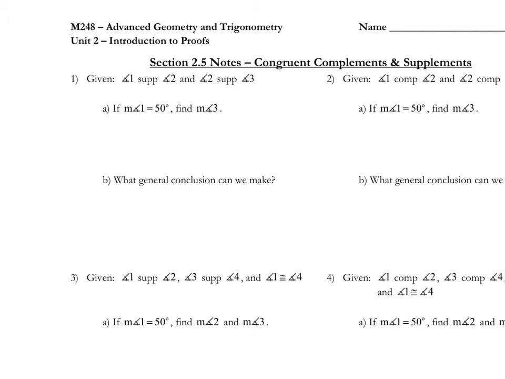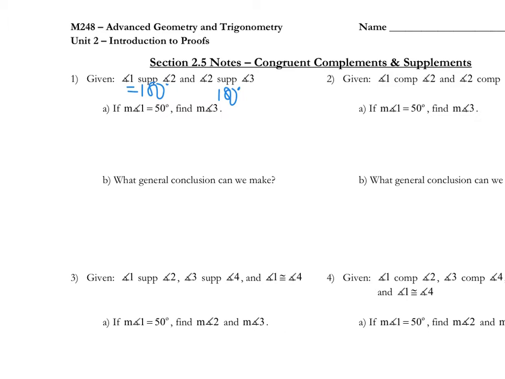Today we're going to talk about congruent complements and supplements. Remember that complementary angles add up to 90 and supplementary angles add up to 180. So first of all, given that 1 and 2 are supplementary, that means these two add up to 180. And 2 and 3 add up to 180. Find the measure of angle 3.